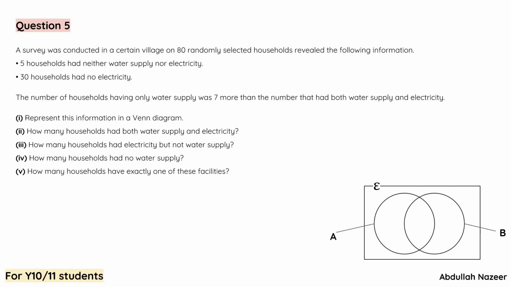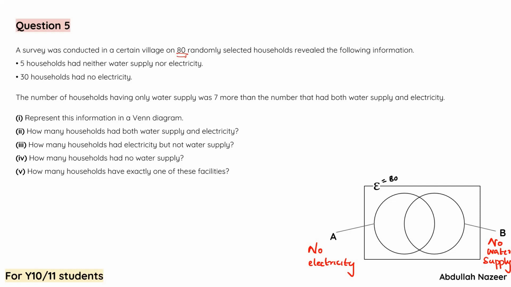So let's start by defining the sets. Let's say that set A is the number of households that have no electricity, and set B is the number of households that have no water supply. Now if you read this information, you can easily find out that the survey is taken on 80 randomly selected households, which means 80 should be our universal set.